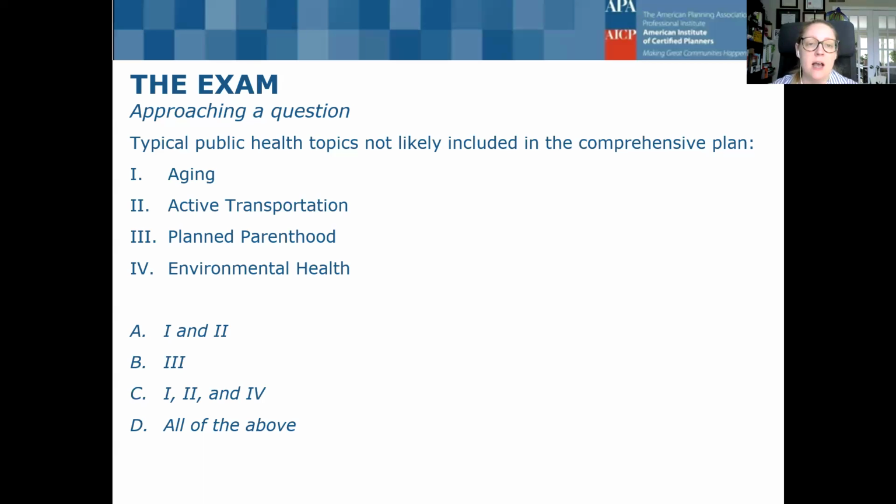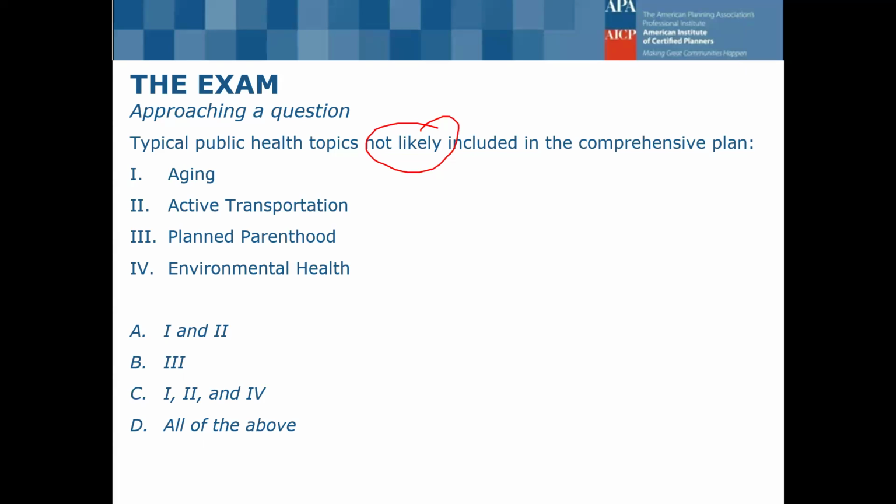The question is: typical public health topics not likely included in the comprehensive plan. First of all, I have to look and be like, not likely. I have to be careful because they like to do the reverse thing a lot in exam questions. So I'm going to look at my 4 options. The options are aging, active transportation, Planned Parenthood, environmental health. Of these 4, what public health topic is not likely included in the comprehensive plan? Planned Parenthood.